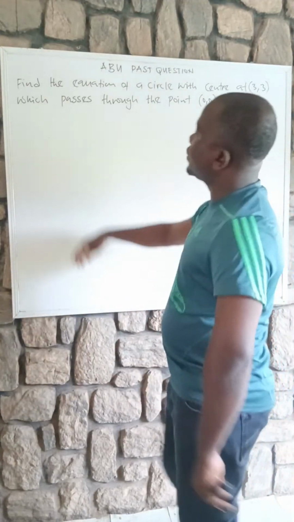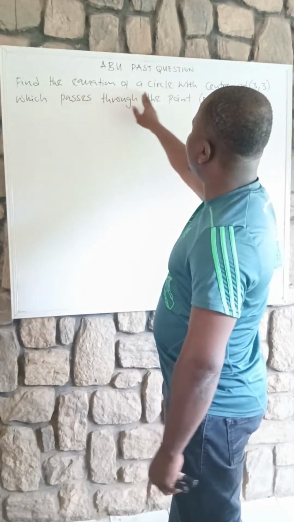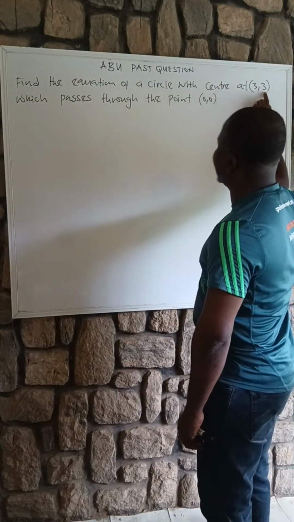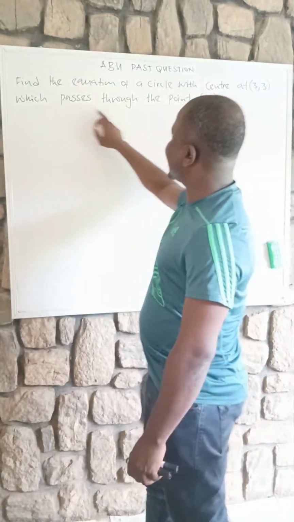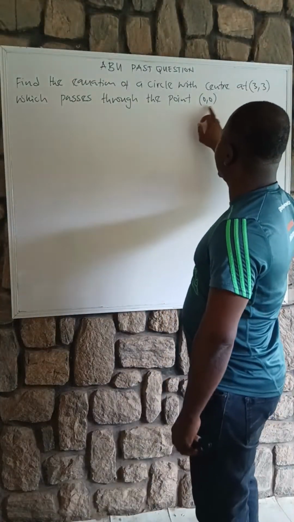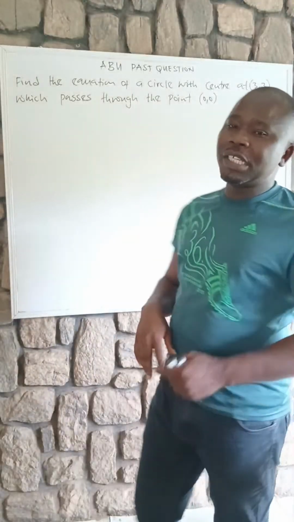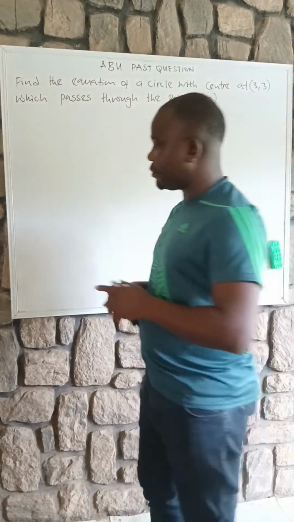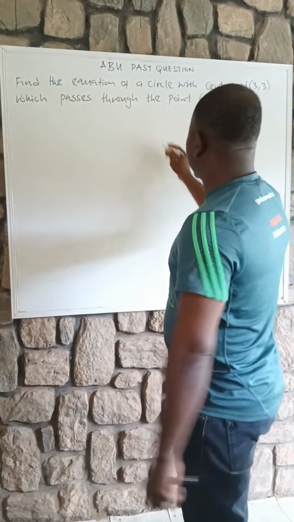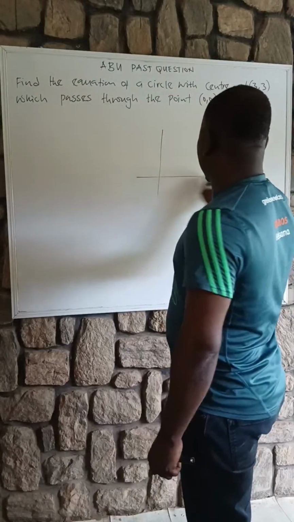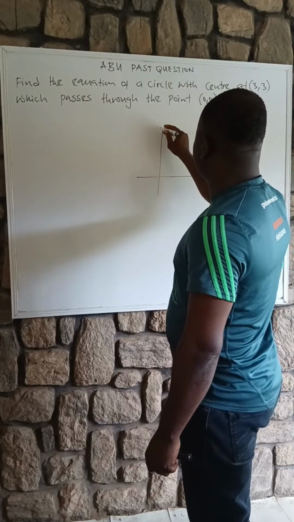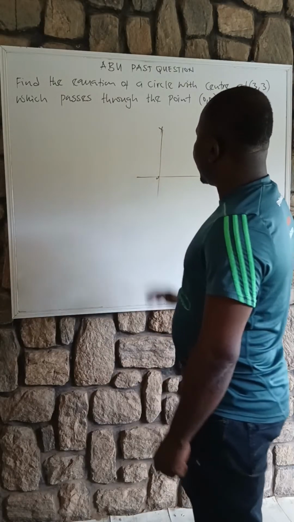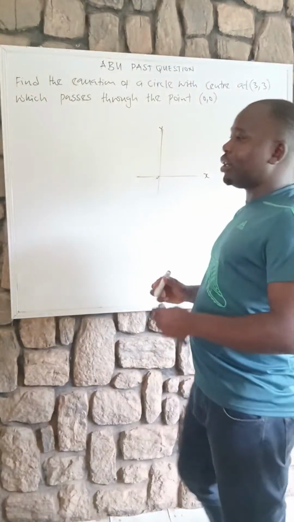The question says, find the equation of a circle with center at (3, 3), which passes through the point (0, 0). It means the point is at the origin, true or false? This is y, this is x. So the point is at the origin.